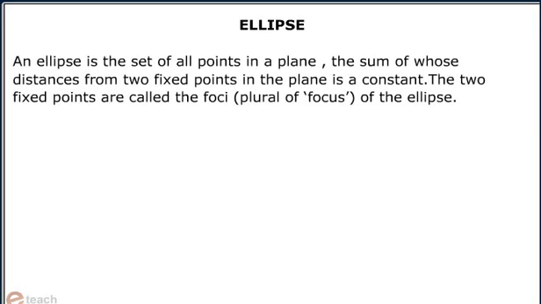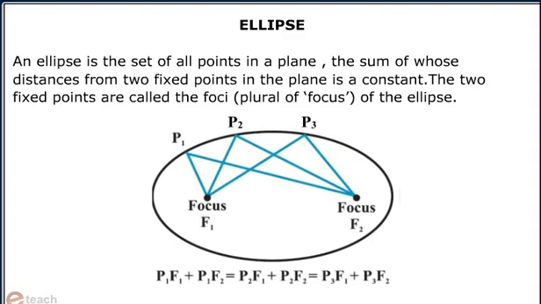Ellipse. An ellipse is the set of all points in a plane, the sum of whose distances from two fixed points in the plane is a constant. The two fixed points are called the foci, plural of focus, of the ellipse. We can see that P1F1 + P1F2 = P2F1 + P2F2 = P3F1 + P3F2.